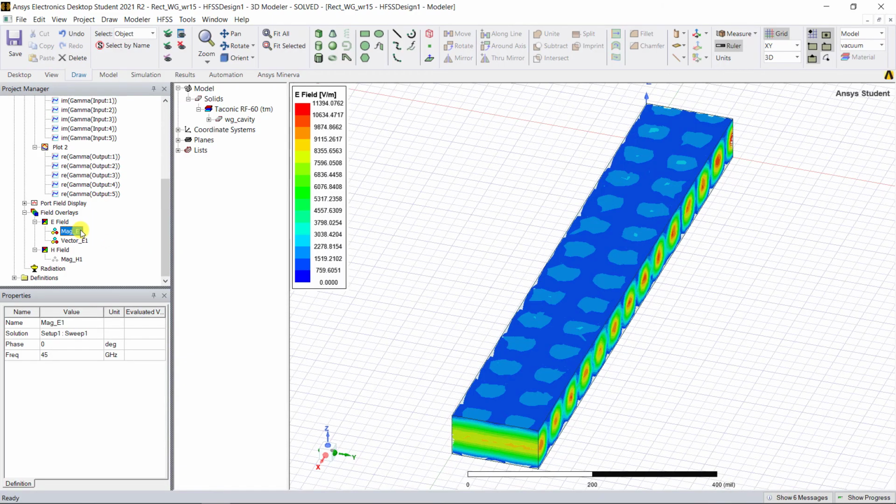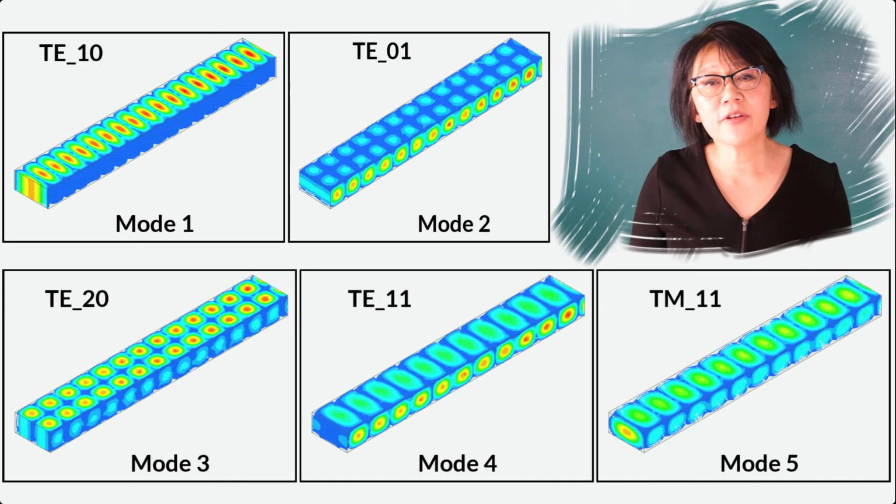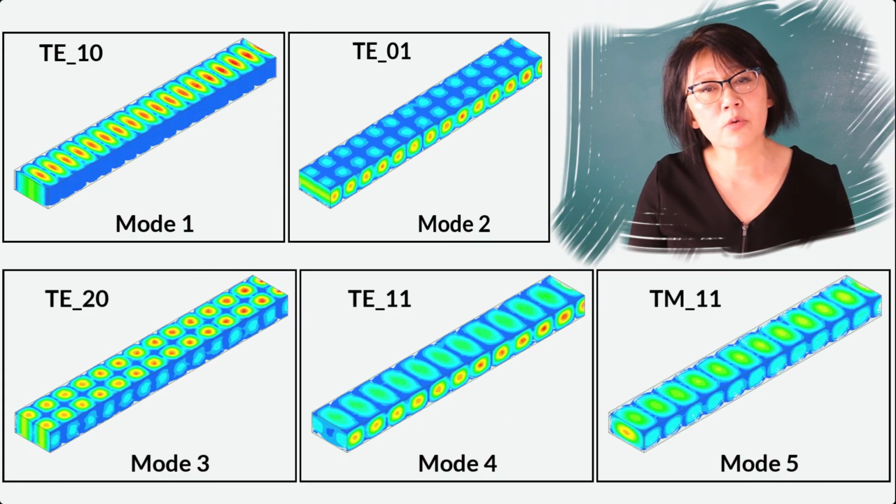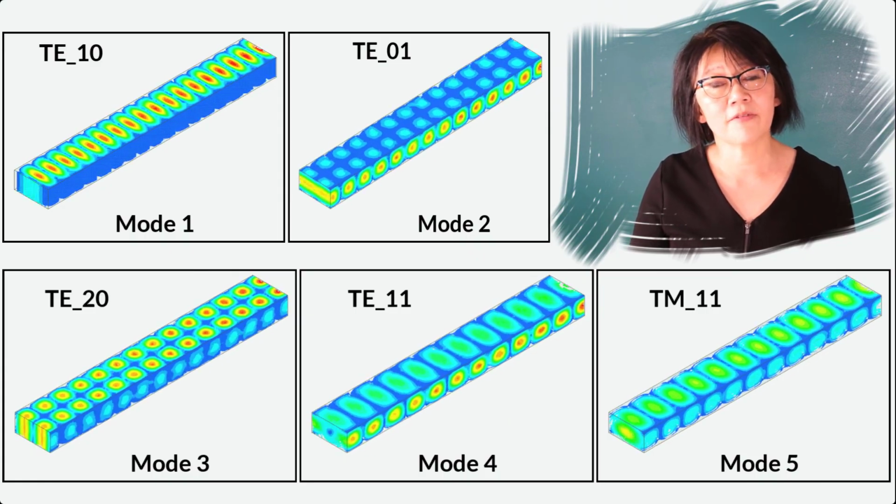Similarly, you can view the field distribution of the different modes in the waveguide by varying the magnitude and phase of the required mode. Here's an animation of the electric field distribution for the different modes of this WR15 waveguide.